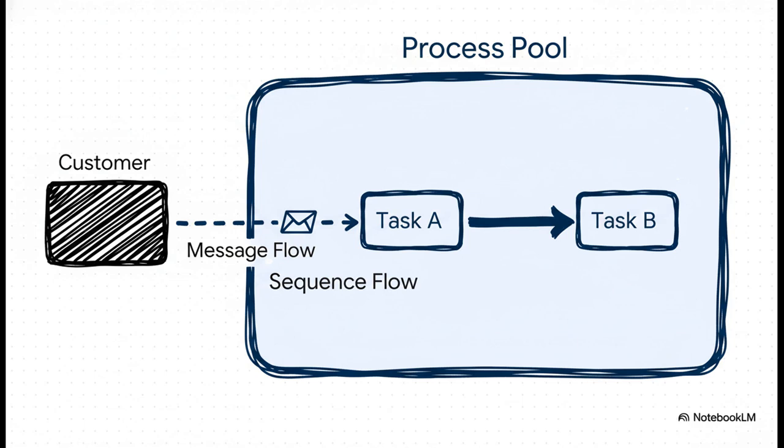And to show that communication, we use a special kind of line. See, inside our own process, we use a solid line, the sequence flow, to show the order of activities. This happens, then that happens. But when we talk to the outside world, like a customer sending us an order, we use a dashed line. That's a message flow. It's a super simple visual rule, but it tells a really powerful story.